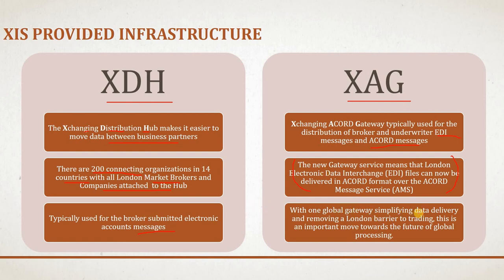Now, with one global gateway simplifying data delivery and removing the London barrier to trading, this is an important move toward the future goal of straight-through processing. London historically has had very closed processes, sometimes referred to as Londonism, which sometimes prevented the global market from interacting with London. But with the help of XAG, the London market opens its gates to the global market to exchange information freely. XAG is helping to remove those barriers and making the London market more accessible to global players.